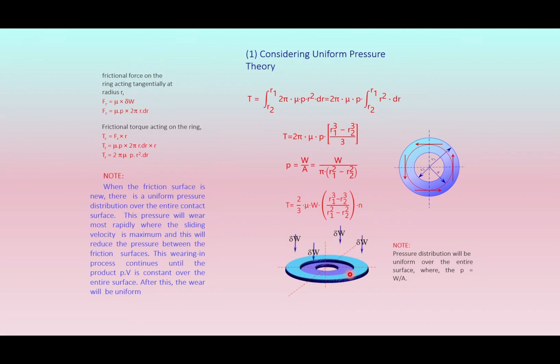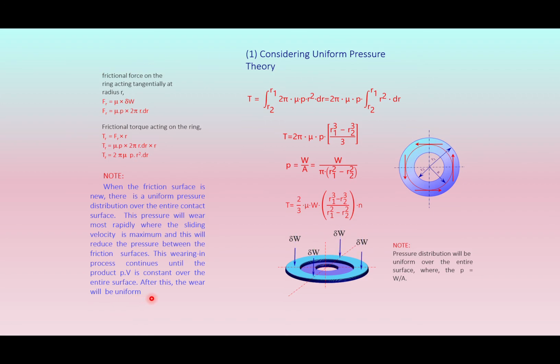Therefore the pressure distribution on the surface, which is initially uniform, is no longer uniform. This pressure will wear most rapidly where the sliding velocity is maximum, and this will reduce the pressure between the friction surfaces. This wearing-in process continues until the product PV equals a constant. P is pressure, V is the velocity, and the product is constant over the entire surface. After this, the wear will be uniform.